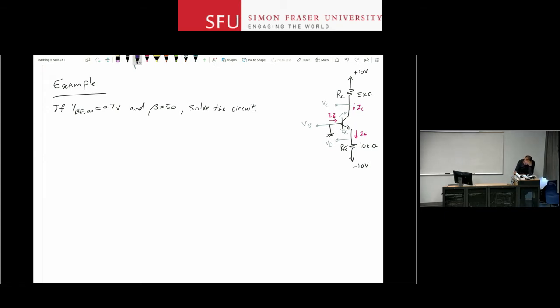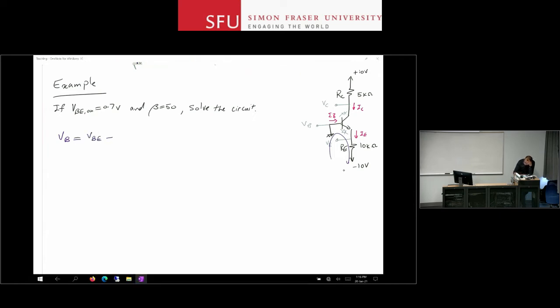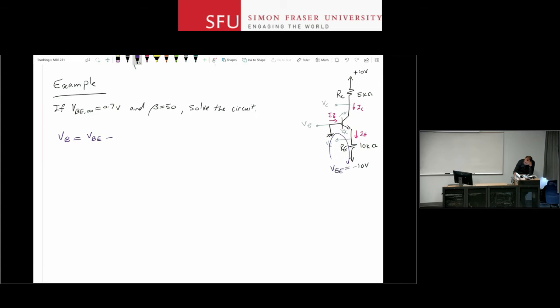The first thing I notice is that I can write a bunch of KVLs and KCLs here. So, for example, I can write a KVL in this loop. You can start from 0, the base, or let me just use the labels here. So VB is equal to VBE plus, let me call this bottom supply VEE, the top supply VCC, VBE plus IE times RE plus VE. Okay, so that's the KVL that I have in the bottom loop.